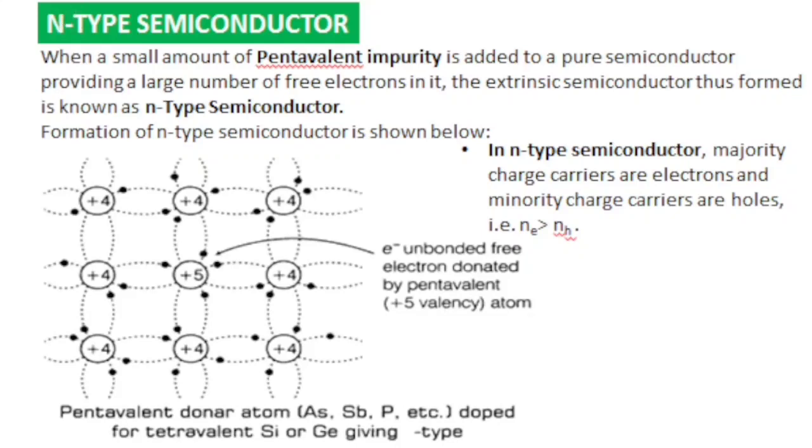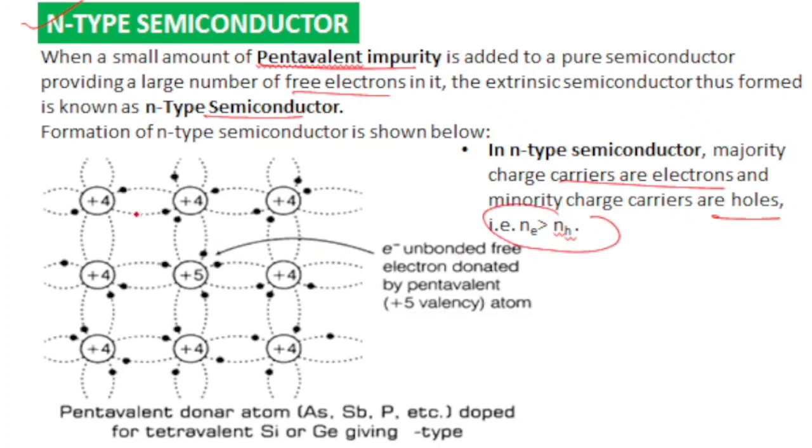What is an N-type semiconductor? In an N-type semiconductor, when a small amount of pentavalent impurity atom is added to a pure semiconductor, then it provides a large number of free electrons, and this extrinsic semiconductor formed is known as an N-type semiconductor. And in this N-type semiconductor, majority charge carriers are electrons and minority charge carriers are holes, and the number of electrons is greater than the number of holes.